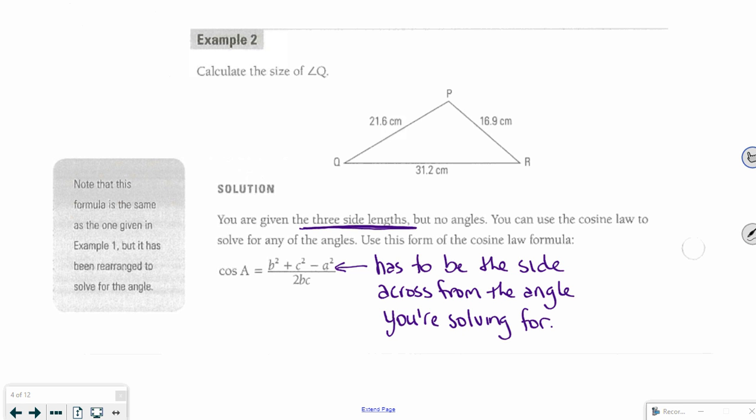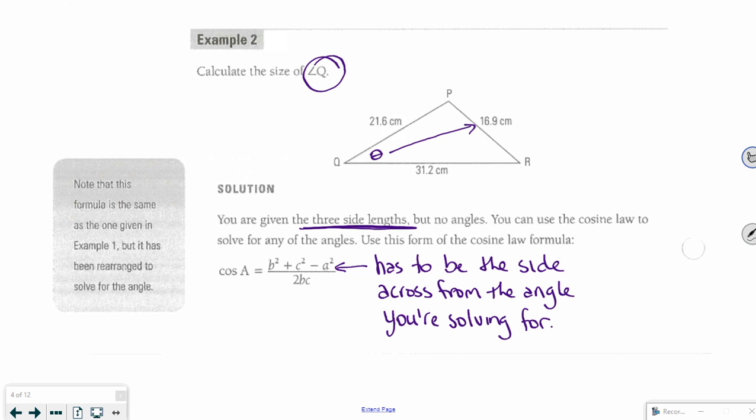So in this case, I'm looking for the size of angle Q. So that means I'm looking for this angle right here, which means my A side of my formula has to be the side straight across from it, the 16.9. The B and the C don't matter. The 21.6 and the 31.2 I can put in either order. I could say 21.6 is B, or I could say 21.6 is C. It's not going to change anything. But 16.9, the side across from the Q, has to be side A in my formula.